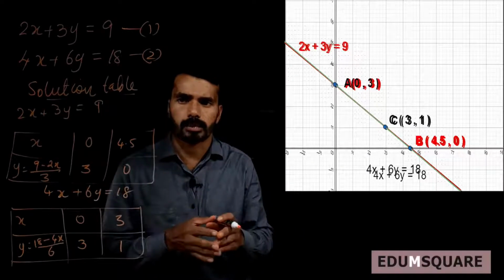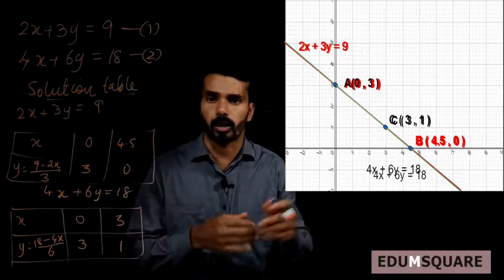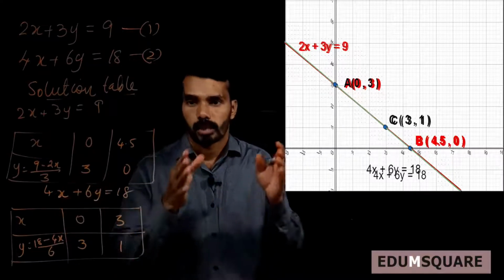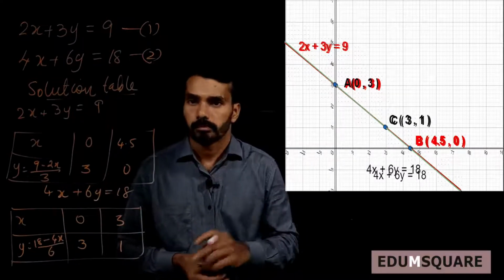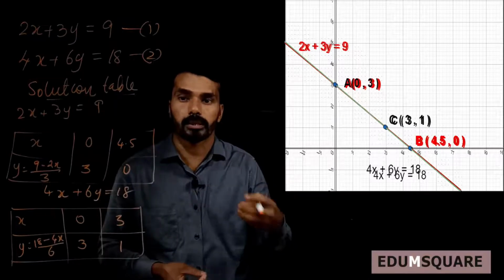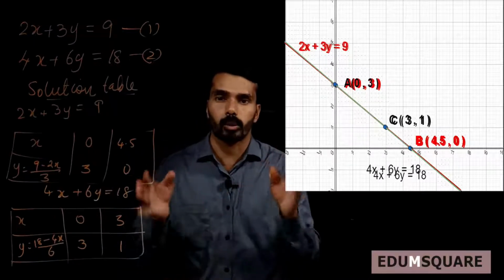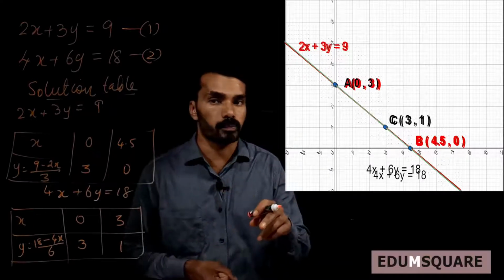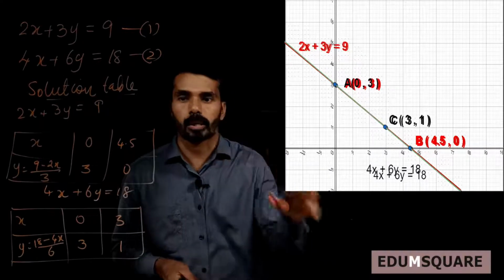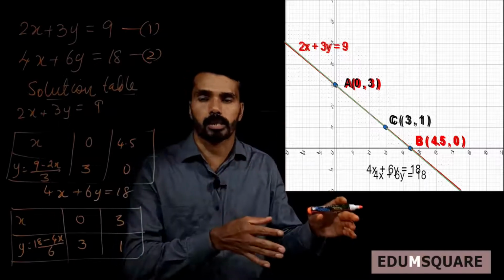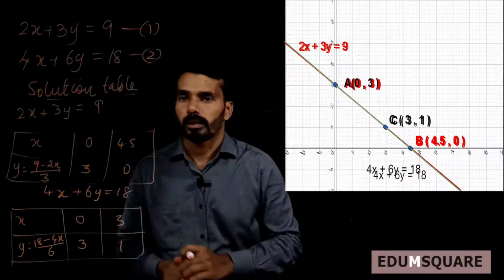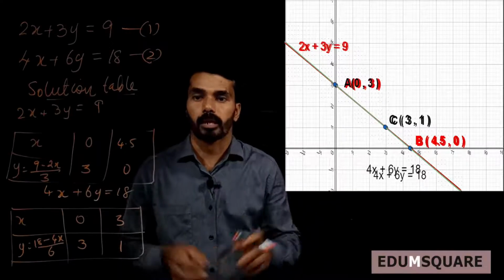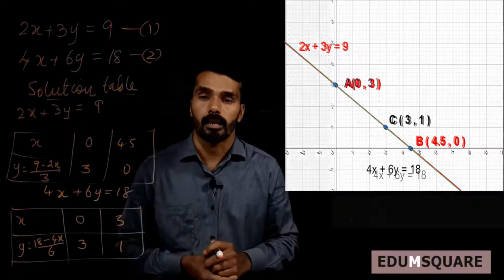So this means that this is so because these 2 equations are equivalent, means one can be derived from the other. 2 equations are equivalent means one equation can be derived from the other. So here the geometrical representation of these 2 linear equations in 2 variables is this line. Okay, they are coincidental lines.